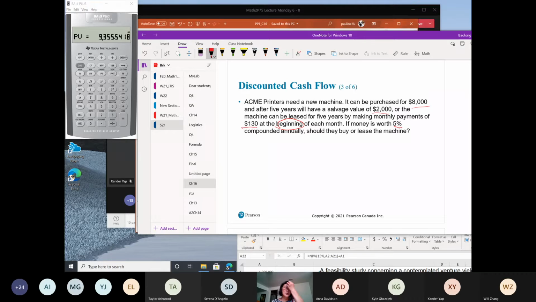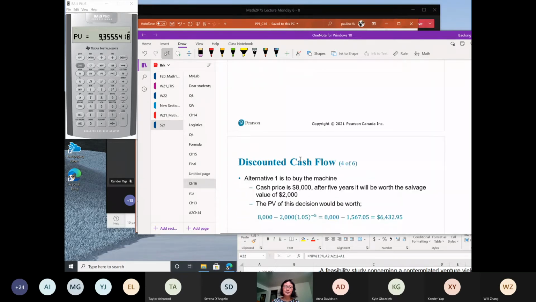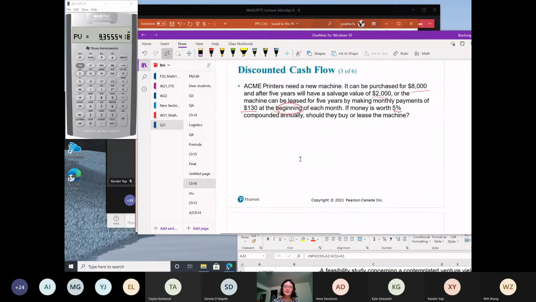Okay, that is the question. Should you buy or lease the machine? Again, you are making choices between 2 alternatives. So let's see alternative 1.